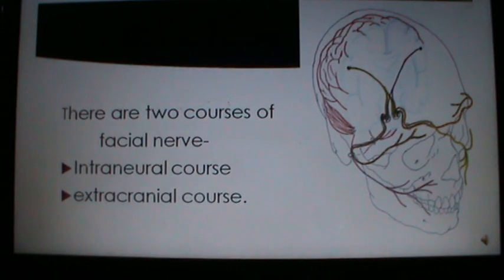There are two courses of the facial nerve: the intracranial course, which is in the brain, and the extracranial course, when the nerve comes out from the brain by the stylomastoid foramen to the face, then this is the extracranial course.